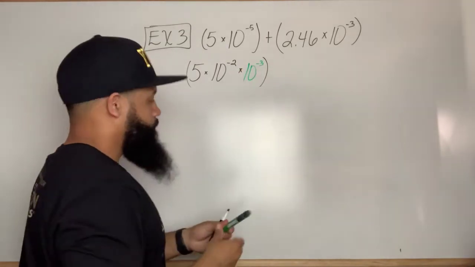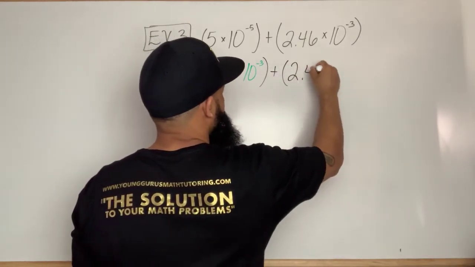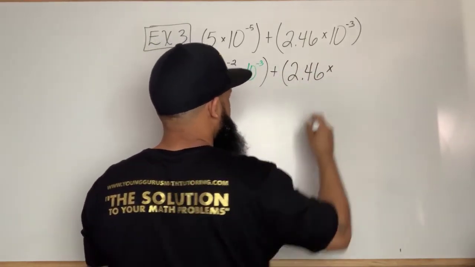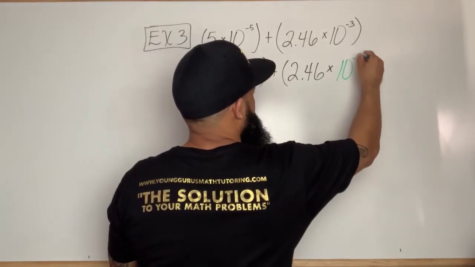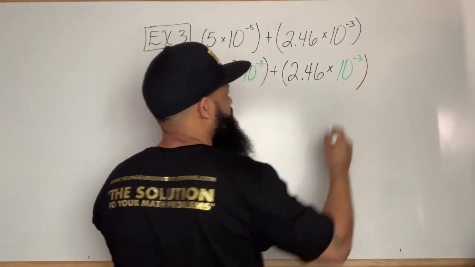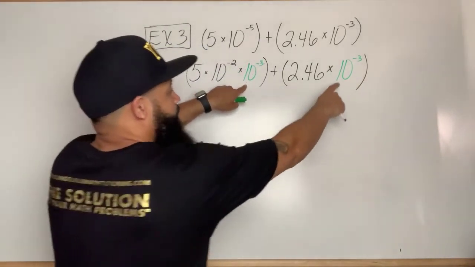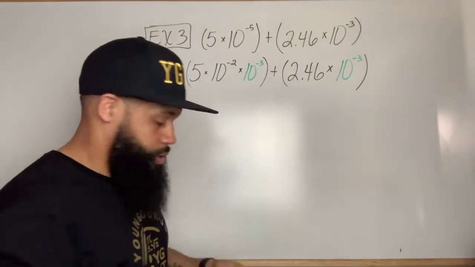Alright, so then we're going to add 2.46 times 10 to the negative 3 power, because I want you to see that they both have those in common. They both have a power of 10 to the negative 3. Now we can put them together.